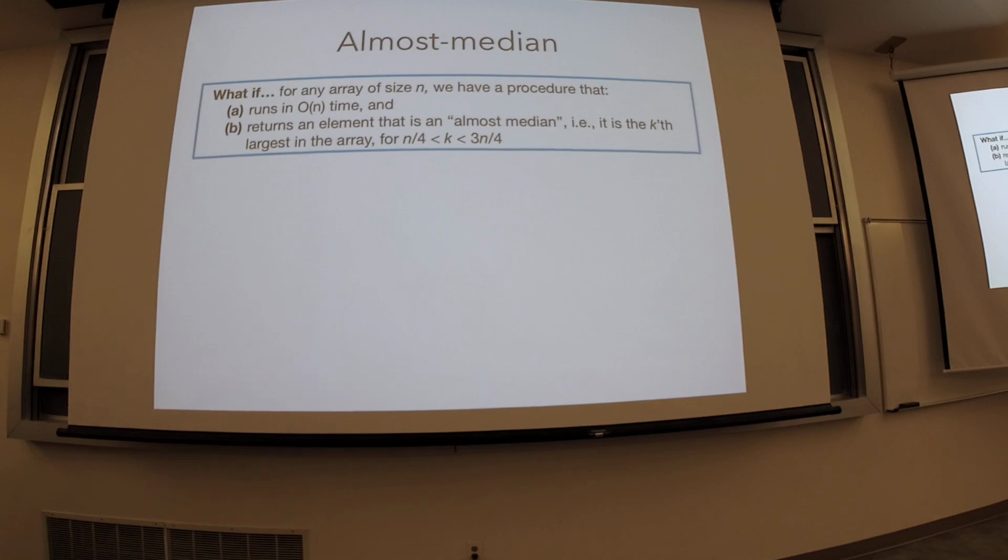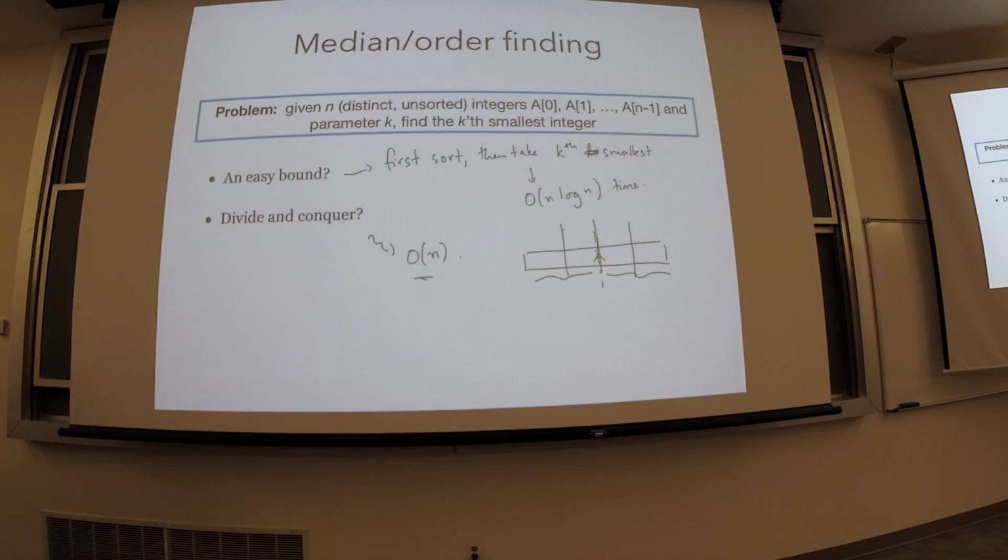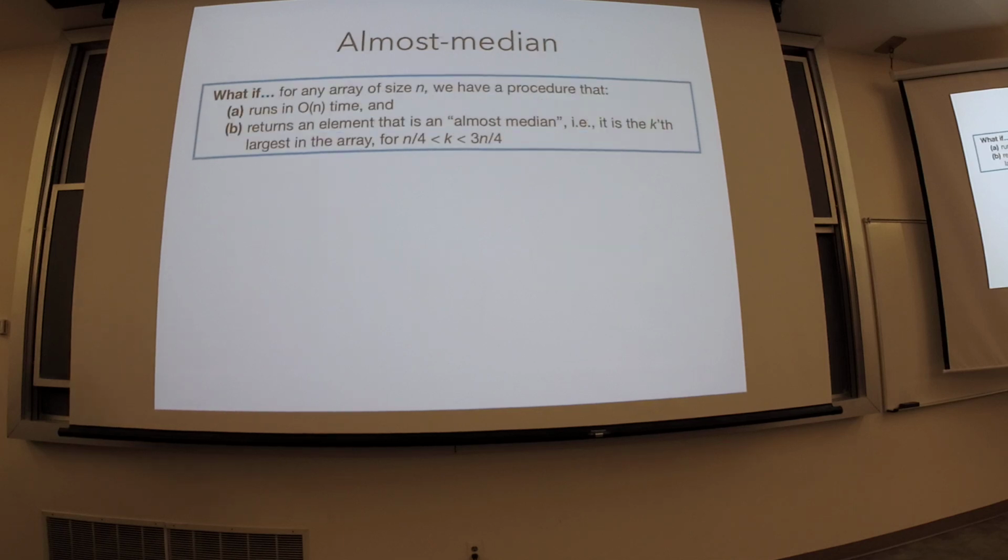Remember my goal is to find the kth smallest. But what I'm going to ask you to do is imagine that there's some procedure that takes linear time and returns an element of the array that is not too big and not too small. As he was saying, let's say it is something like the n over 3rd smallest element or something like that. Let me explain what this means.